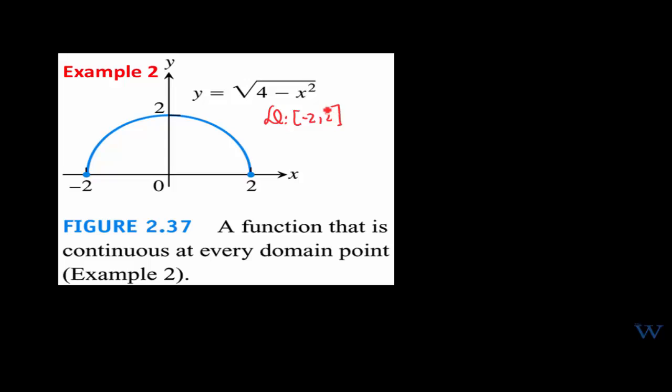And just by tracing the graph, let's trace the graph. Okay, start at 0, and it rises up to 2 and goes back to 0 without any gap or jump. So we see that this function is continuous at every point in the domain, from the endpoints in the interior and into the right endpoint.